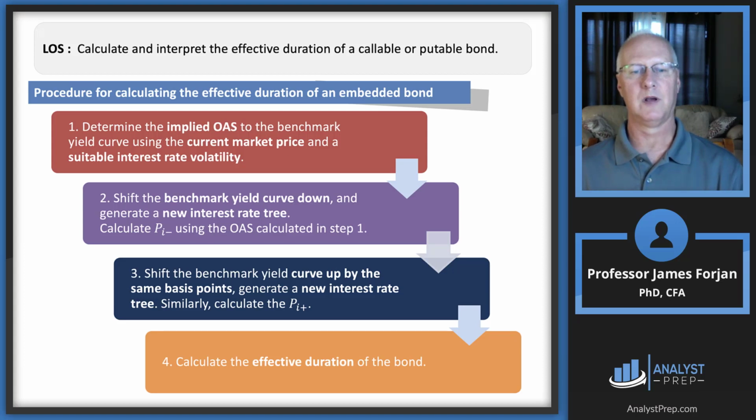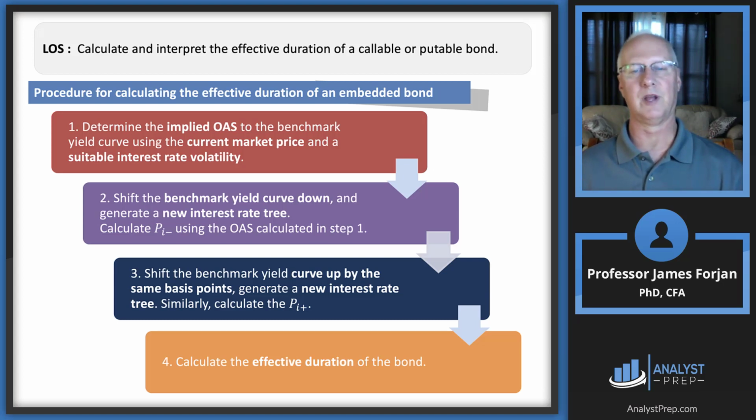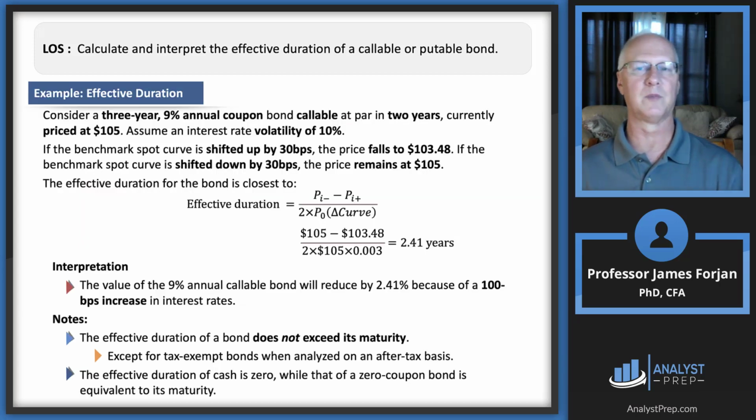All right, so let's go ahead and work through an example here. Here are the steps, right? Determine the implied OAS to the benchmark. Shift the benchmark curve up or down, and then calculate the new price for both the up and down, and then do the effective duration of the bond. And so this example that we have for you here is super, super simple, but I think it's pretty relevant.